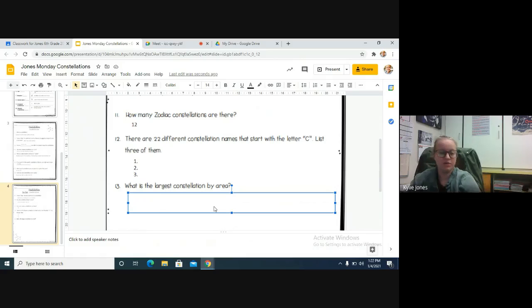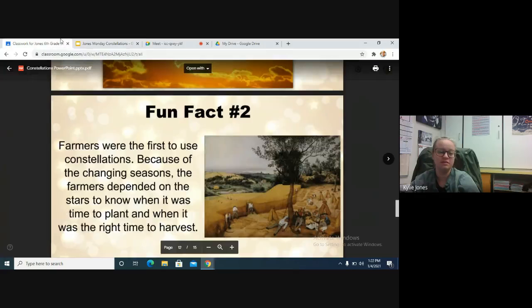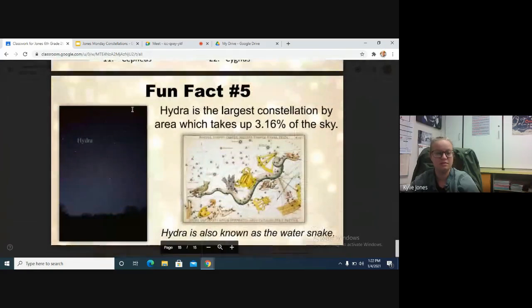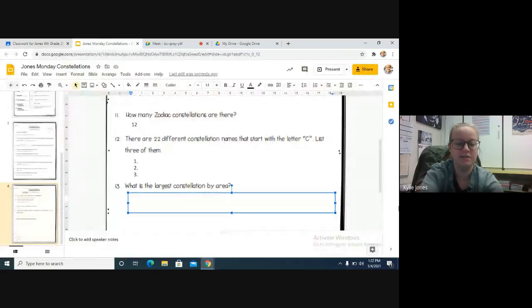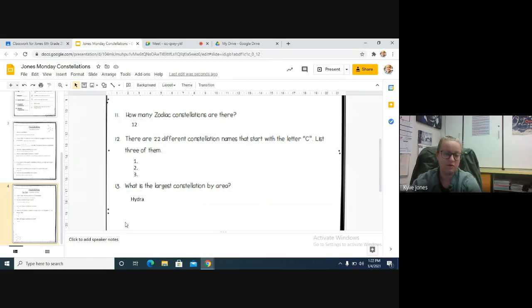And then finally, we have one last question. What is the largest constellation? We'll answer this one all together. What's the largest? Hydra. Good. Perfect. And that's the end of our stuff for today. So once you get those questions finished up, you can turn in this Google Slides and this assignment. And once you get it turned in, that is it for the day.